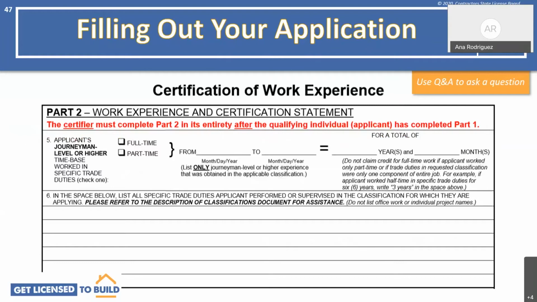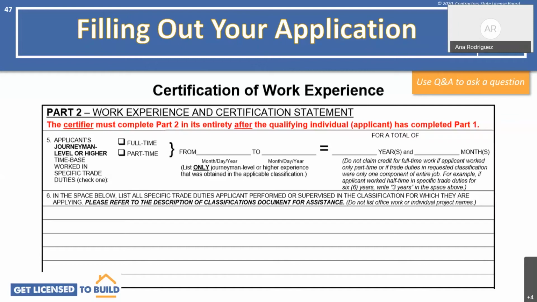Part number 2 of the work experience certification will be filled out by a certifier. In this section, the certifier must include the dates in which you obtained the experience. They must also select if you were on a part-time or full-time basis. Keep in mind that if you were working on a part-time basis, you're only going to receive 50% of the credit for that time, which means you will need to provide 8 years of experience within the last 10 years so that you can meet that 4-year requirement.